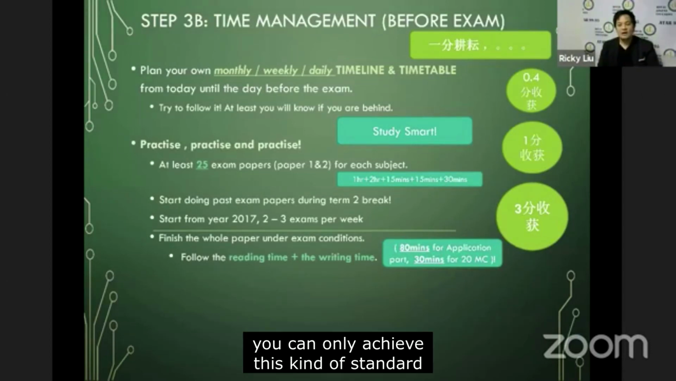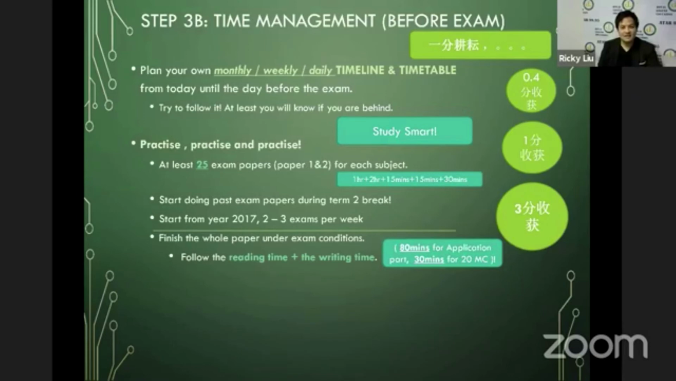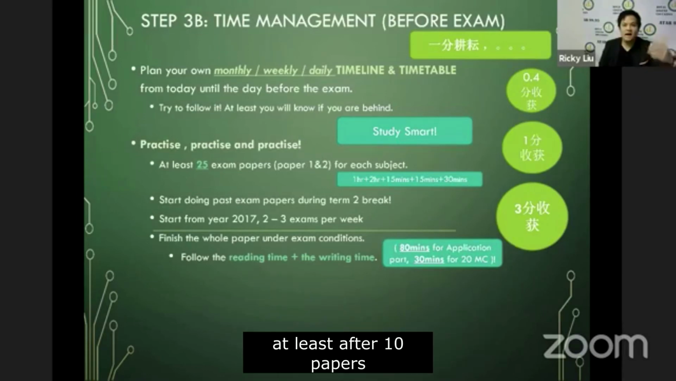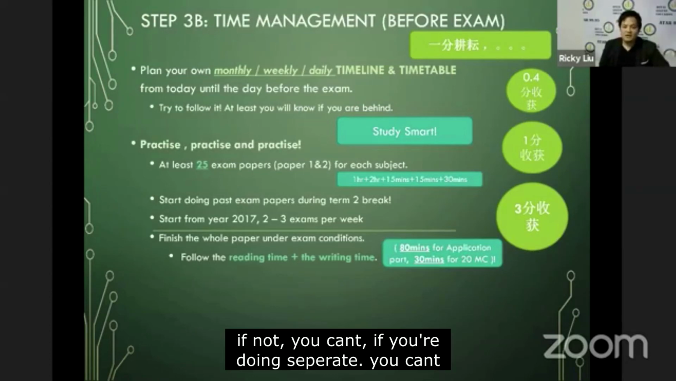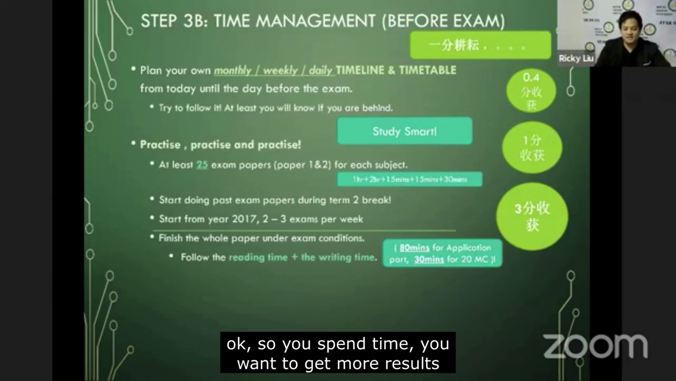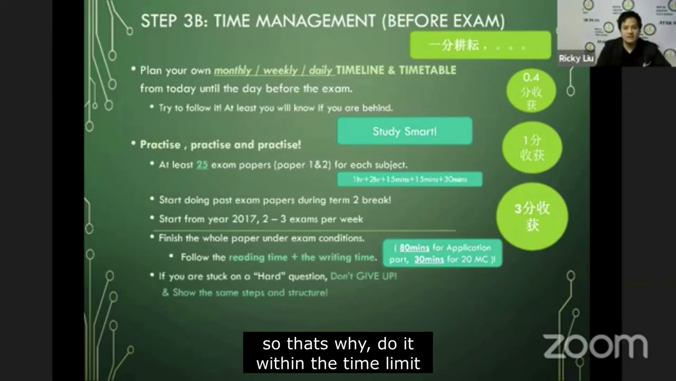No. You can only achieve this kind of standard at least 10 papers after. Then you got your own rhythm. You can control that. If not, you can't. If you're doing separate, you can't. Okay, so you spend time, you want to get more result. So that's why do it within time limit.